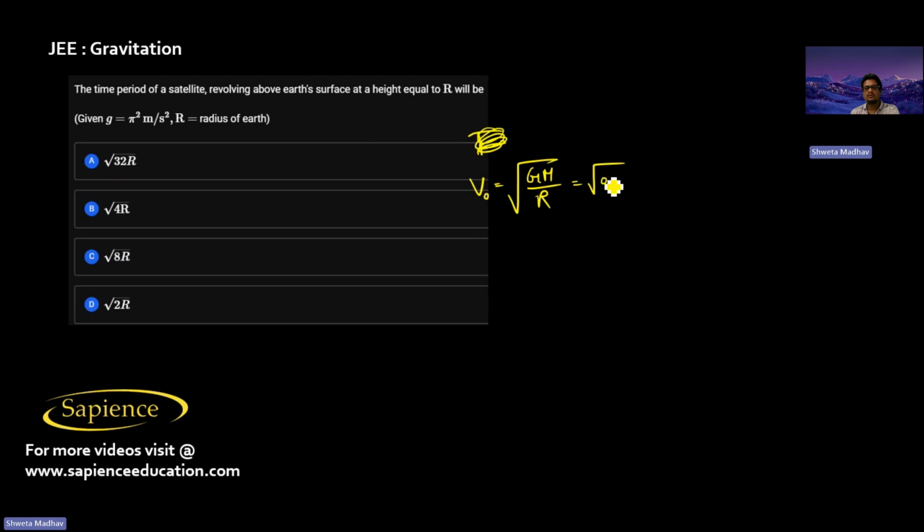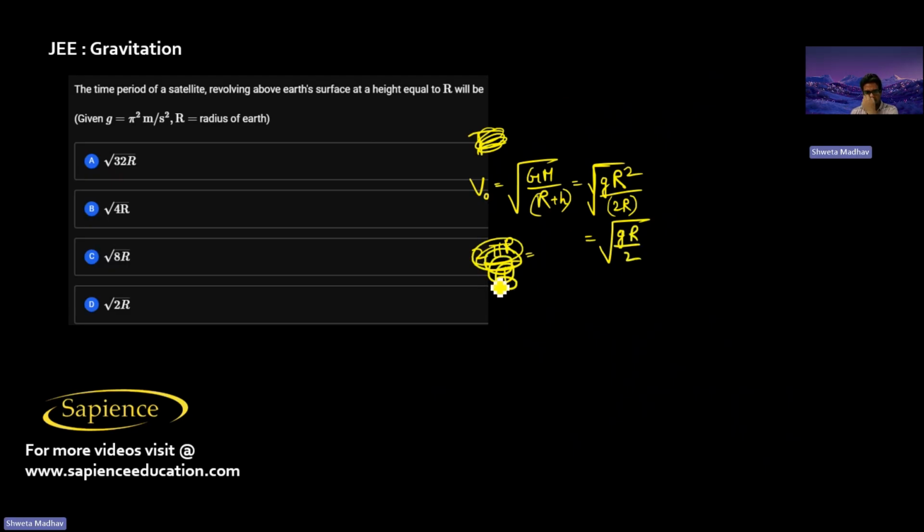I can say it is equal to gr. So V naught, I can say it is 2 pi R by T equal to, I think, R plus H actually. This is gr square by R plus H. Height is R, so this is 2R. So this is equal to root over gr by 2.